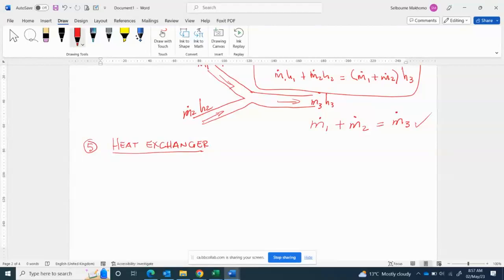You might not know what a condenser is, but the simple one that you must all know is a radiator in a motor car. That is a heat exchanger. So let me draw a sketch of that so that we can analyze the mass analysis as well as the energy analysis of a heat exchanger. So for a heat exchanger, I'm going to draw a schematic diagram here.